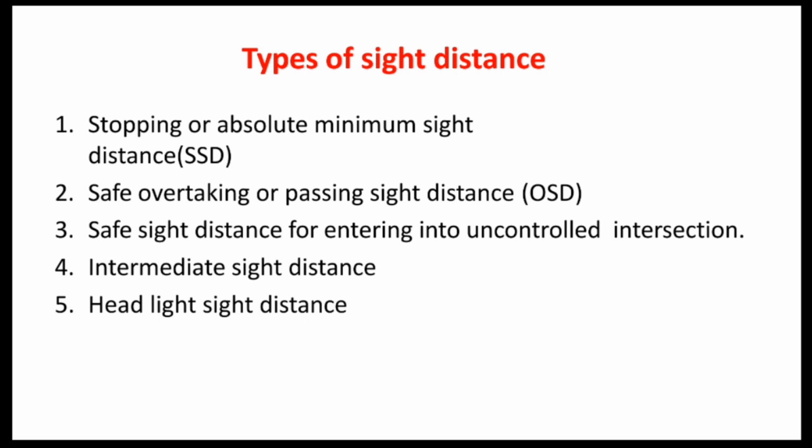First is the stopping or the absolute minimum sight distance, that is SSD. Second, safe overtaking or passing sight distance, that is OSD. Third, safe sight distance for entering into the uncontrolled intersection. And apart from these three situations, two more situations are considered by the Indian Roads Congress. First is the intermediate sight distance, and next is the headlight sight distance.